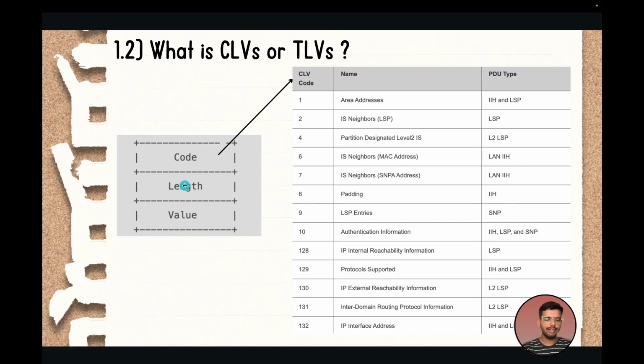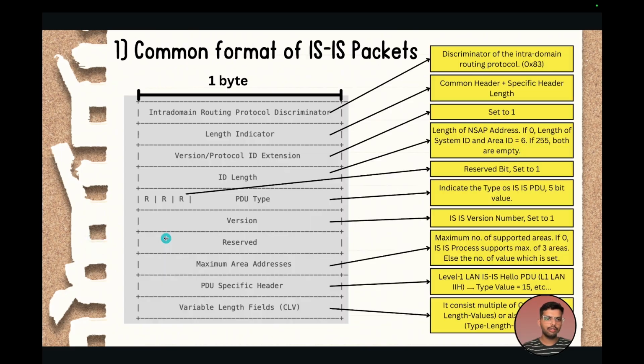And the length value indicates the length of this particular value field. So that's how the CLV is carried in any of the packets that we will see in IS-IS. So that is the common format of an IS-IS packet.